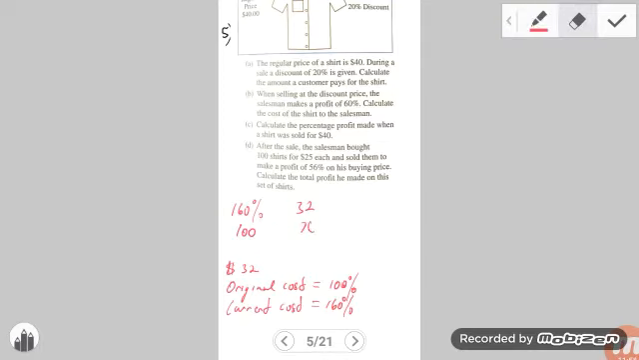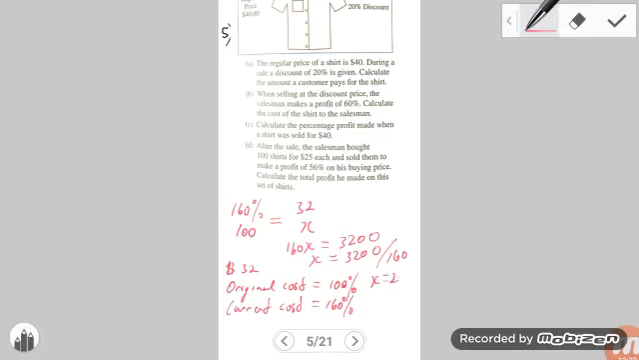And we could cross multiply here. So 160 times X is 160X. And 32 times 100 is 3200. So X is equal to 3200 divided by 160. So 3200 divided by 160 is equal to $20.